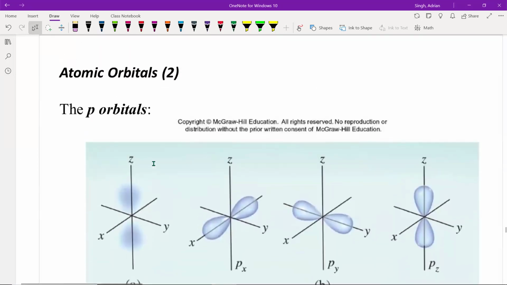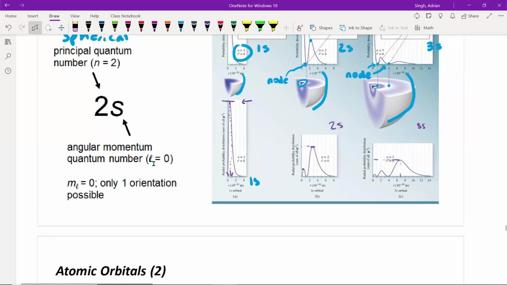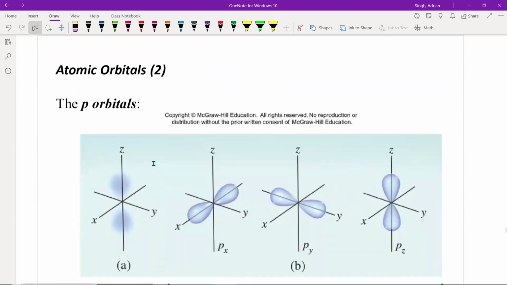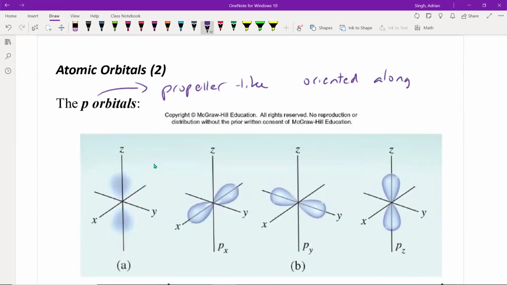Okay, so we've taken a look at the different quantum numbers. We talked about s being spherical. For p, we said the p orbitals that belong to the p sublevel are propeller-like, going to be our way to help us remember these. And these are oriented along the axes. So this here on the left side shows you that probability density map. You can think of it as like an electron cloud.